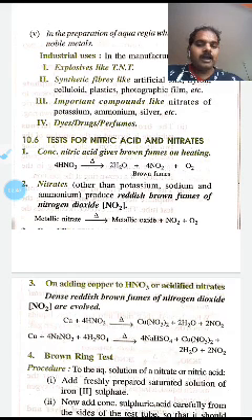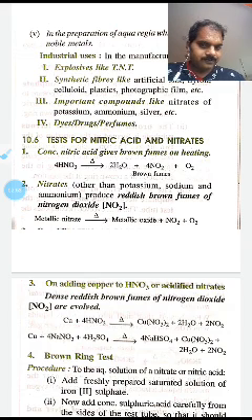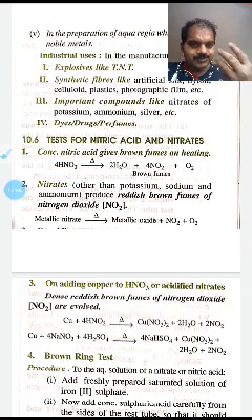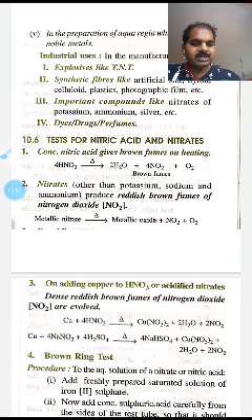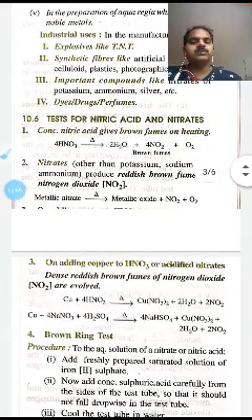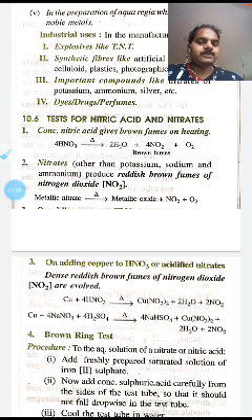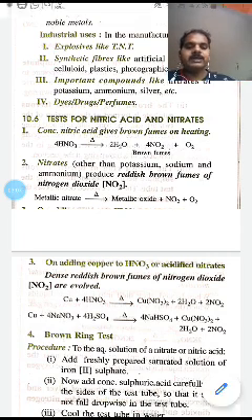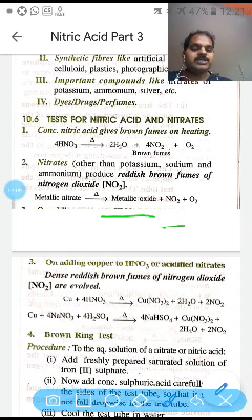Okay. Metal nitrates, other than potassium, sodium and ammonium nitrate. Only these three are the exceptions. We will study about these three in the next point. Let's continue for nitrates other than potassium, sodium and ammonium nitrates. When we heat those metallic nitrates, we get metallic oxide, nitrogen dioxide and oxygen.